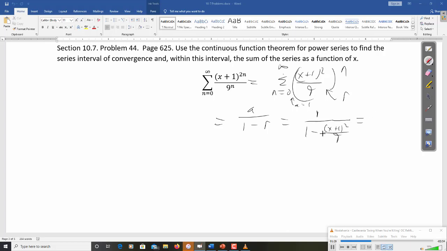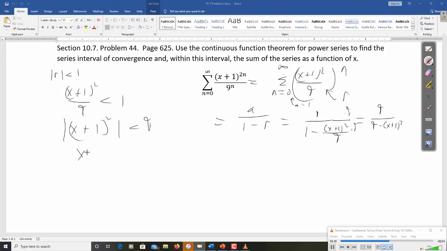So this is going to be, multiply top and bottom by 9, 9 over 9 minus x plus 1 squared. Honestly, that's probably fine. This will converge for absolute value of the ratio less than 1. Geometric series converge for absolute value of the ratio less than 1, and the ratio in this case is x plus 1 squared over 9, which has to be less than 1. Multiply both sides by 9. The absolute value of x plus 1 squared has to be less than 9. Square root both sides. The absolute value of x plus 1 has to be less than 3.